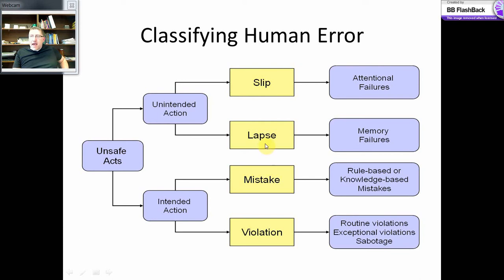A lapse, that's when I forget. So that's when I'm driving and I'm like, which exit was I supposed to take again? I think it was 55. And so I take 55 and I get to it, it was 57. Darn it, I forgot which exit. I took the wrong one because of a memory failure. That could be a memory where you just don't remember what it is, or you remember it incorrectly.